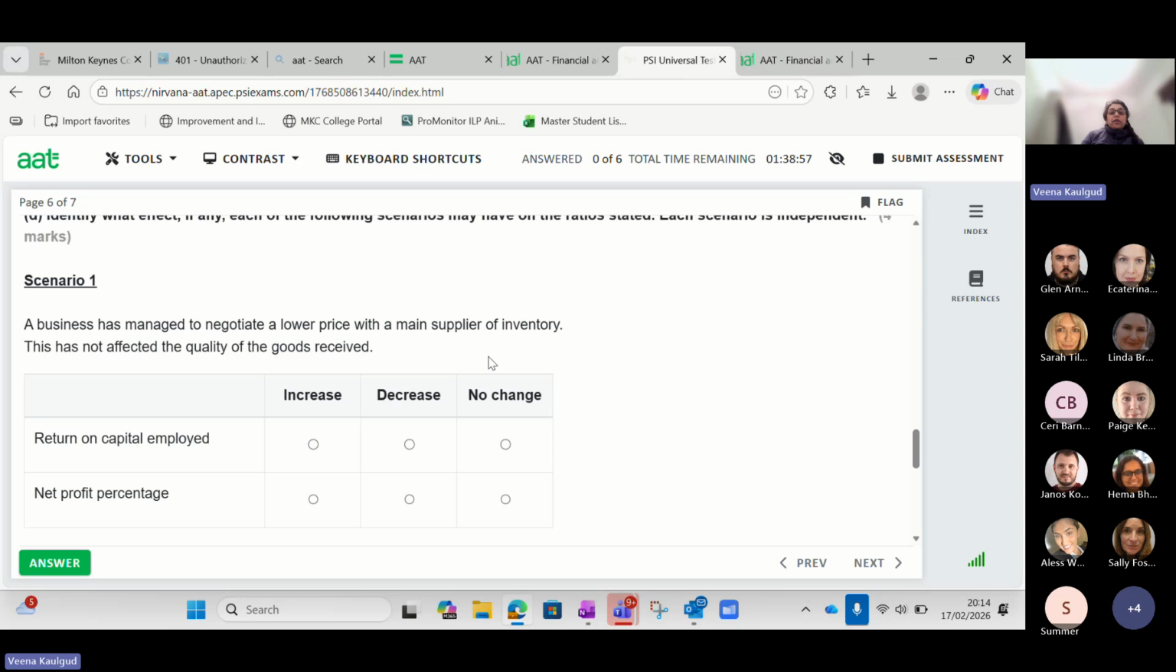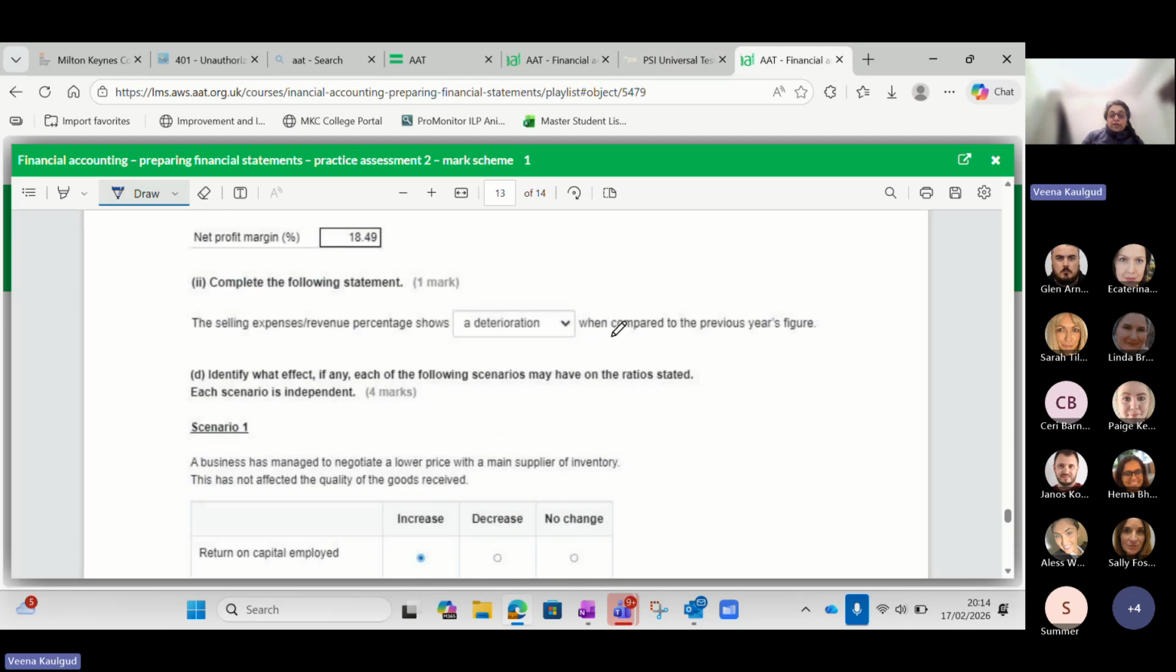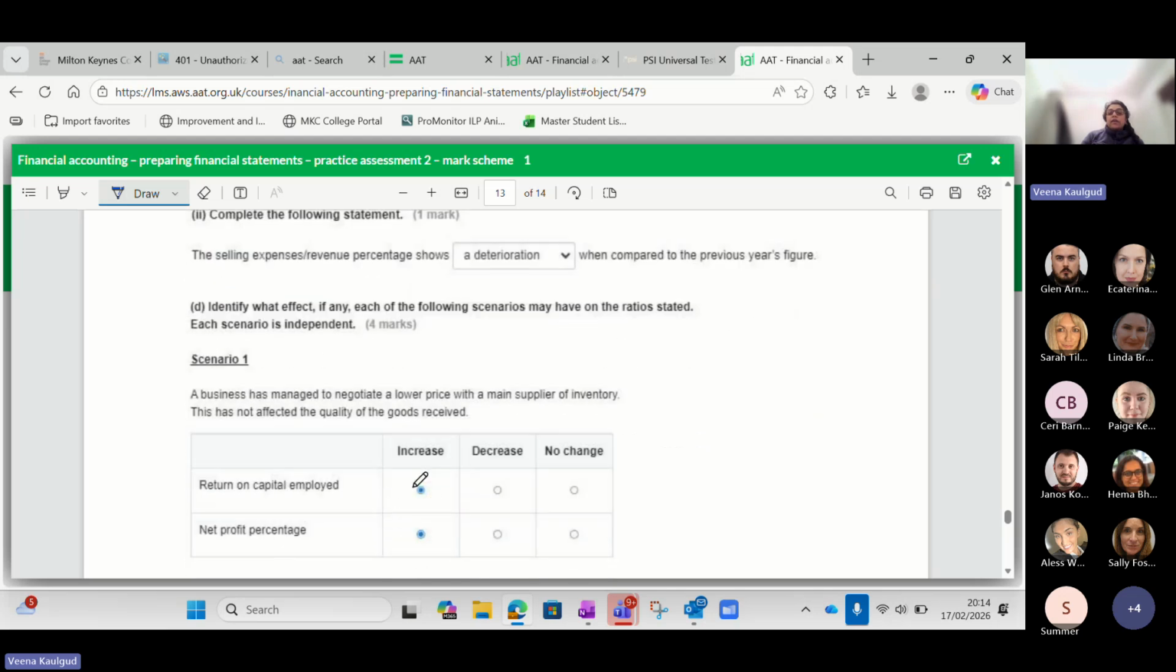If I'm spending a lesser amount on inventory, it means my cost of goods sold is going to be less. If the cost of goods sold is less, my gross profit is going to be more and my profit is going to be more. If the profit is more, my return would be more as well. That is why the return on capital employed has gone up.